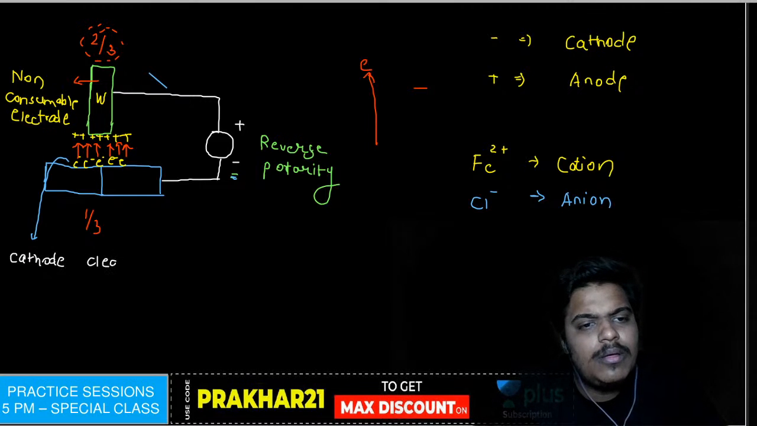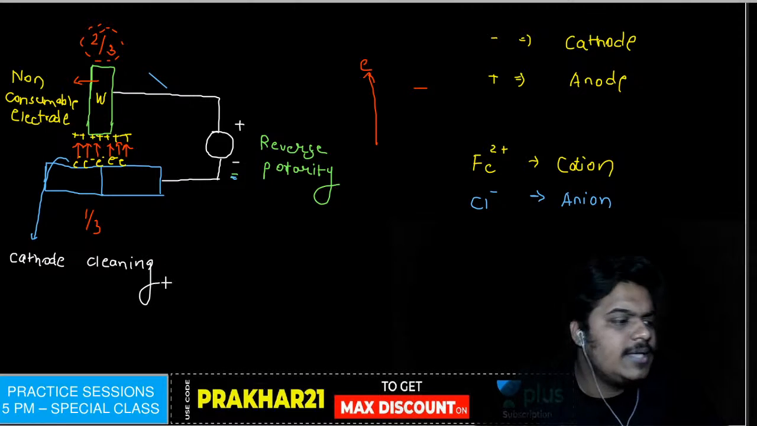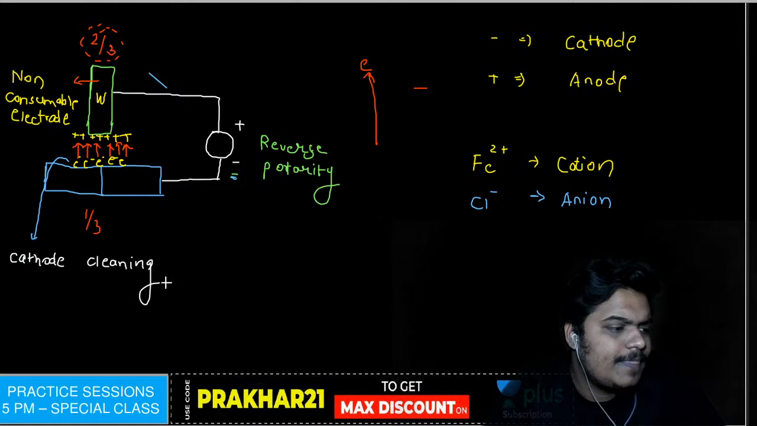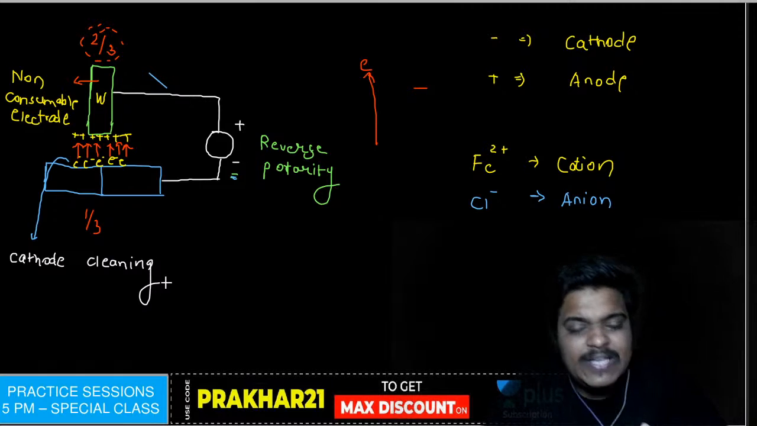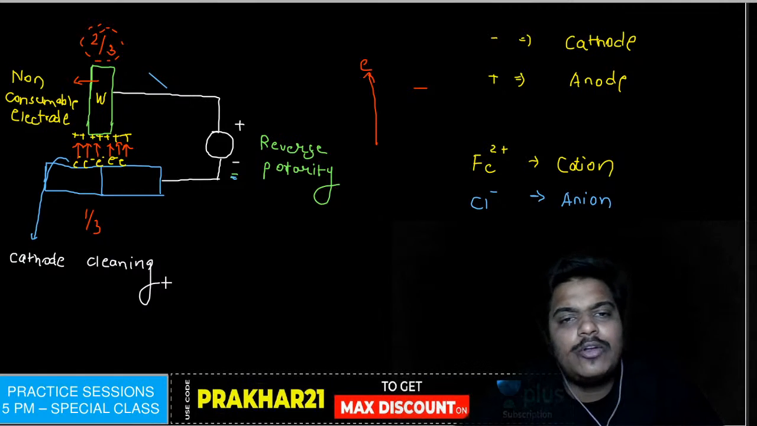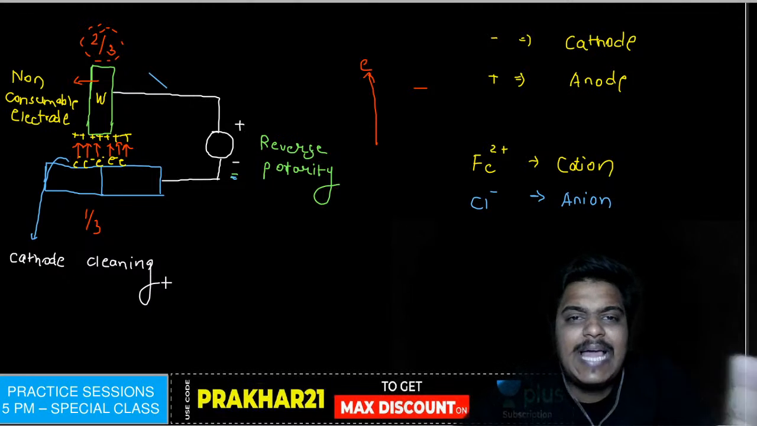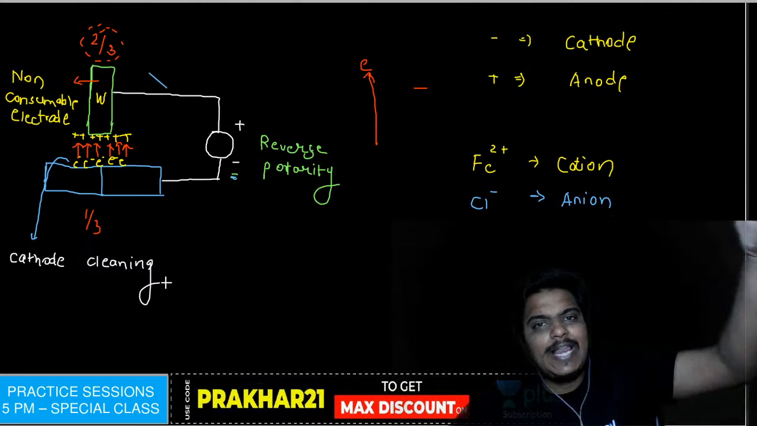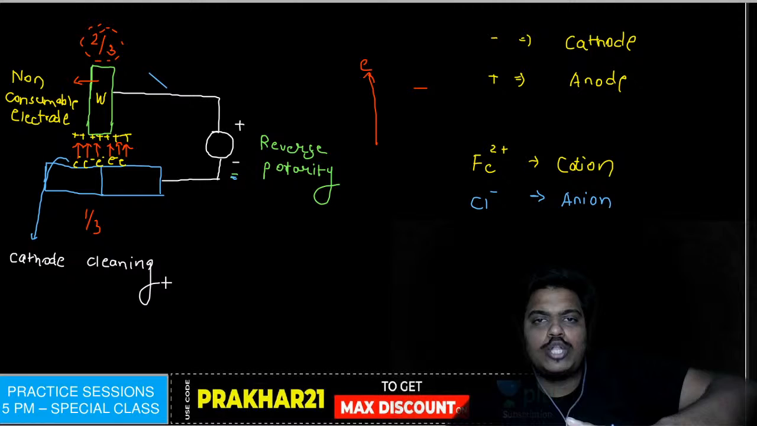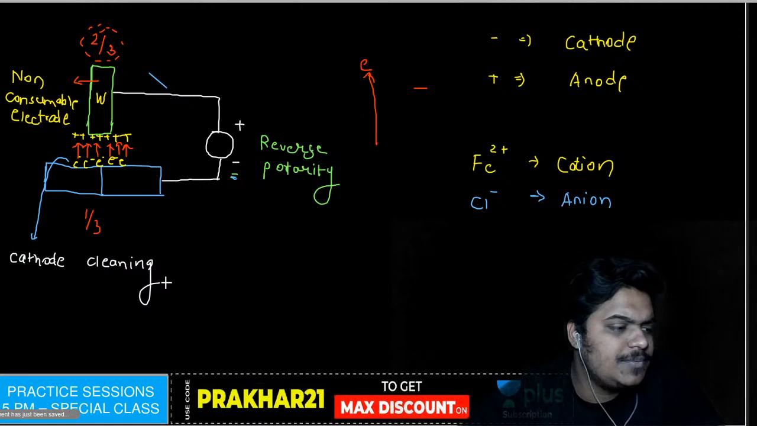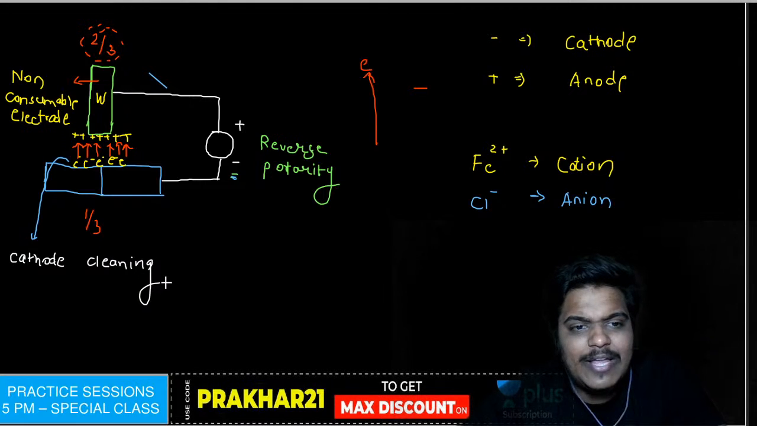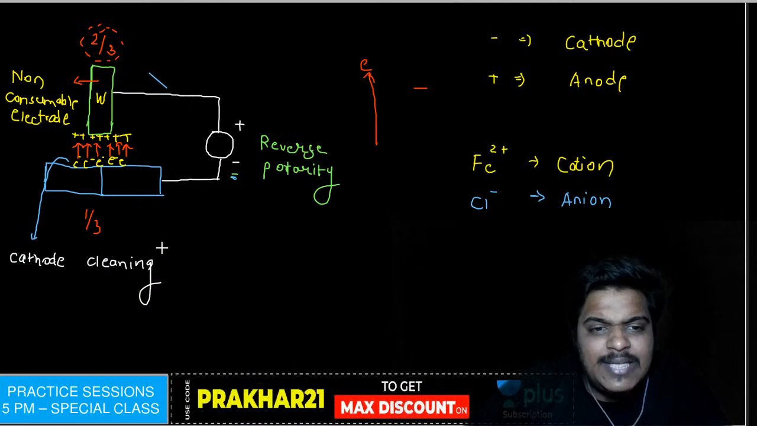Cathode cleaning. Is it clear? Obviously, if you change the terminal, cathode and anode will change. It is not fixed. Anode is not fixed. You can make the electrode also as anode, workpiece also as anode. Is it clear, Vignesh? Yes, it changes with the terminal you will be having. Cathode cleaning is clear. This is an important term.